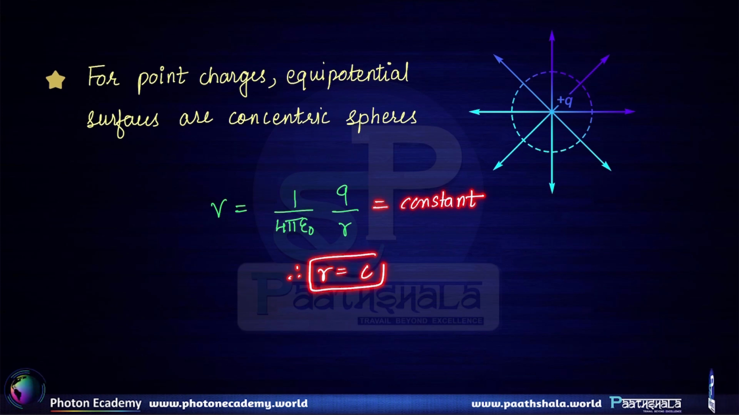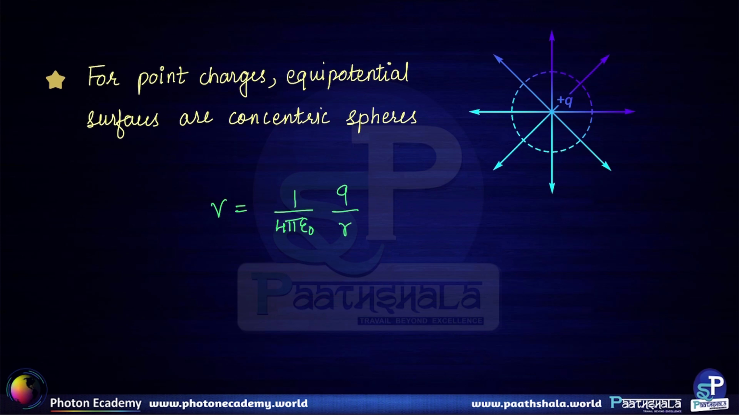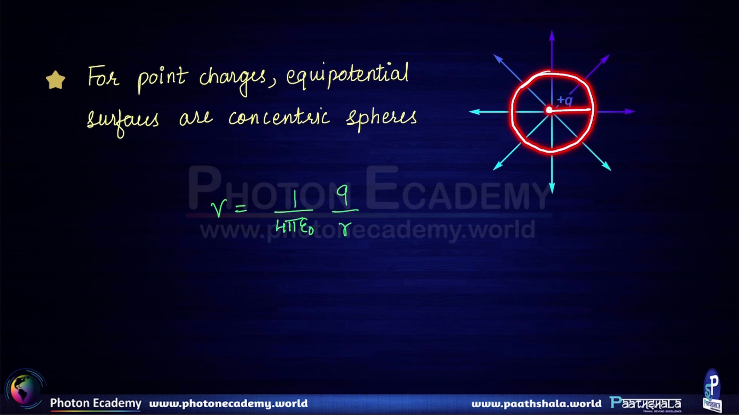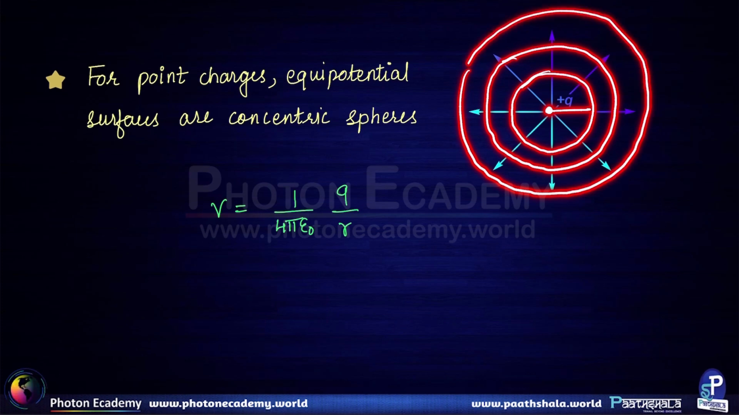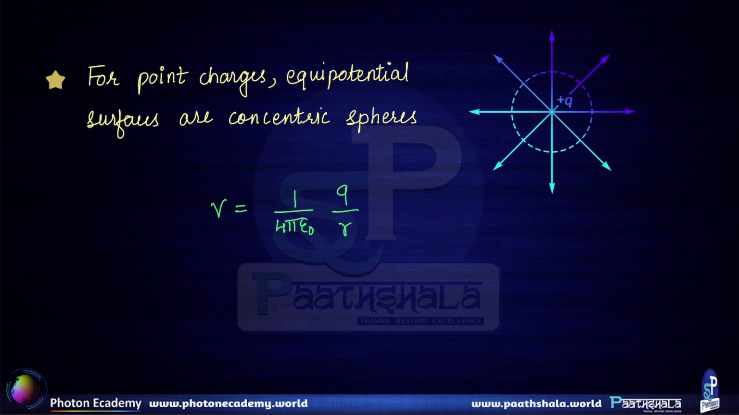And when we have this situation that R is equal to constant, what do we have? Clearly and naturally we'll have a sphere. A sphere of a given radius will have a certain value of the potential V1. If we have another sphere of certain other radius, then it will have a different value V2. If we have a third sphere of some other radius R3, then it will have a different value V3, and so on and so forth. So equipotential surfaces are essentially concentric spheres. So this is what we have to note over here.